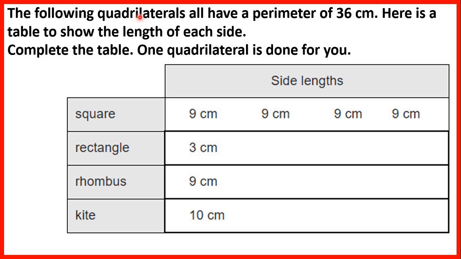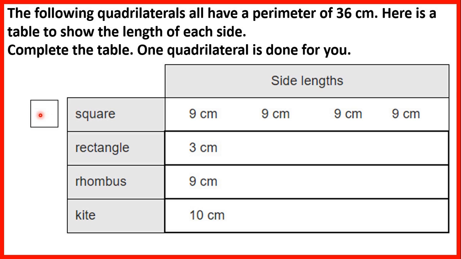The following quadrilaterals all have a perimeter of 36 centimeters. Here is a table to show the length of each side. Complete the table, one quadrilateral is done for you. So remember, a quadrilateral is a 4-sided shape, and the perimeter is the total distance around the outside.